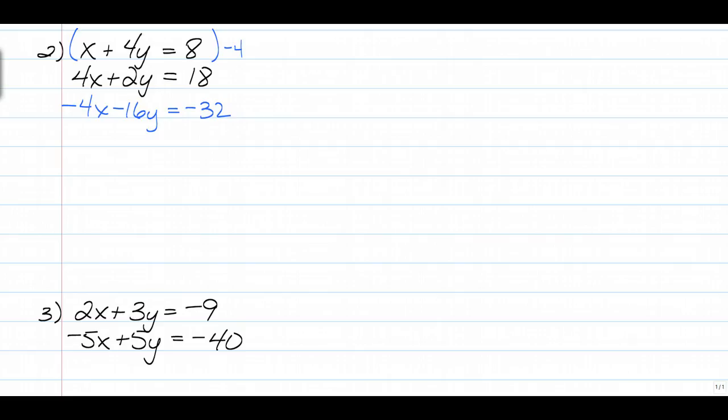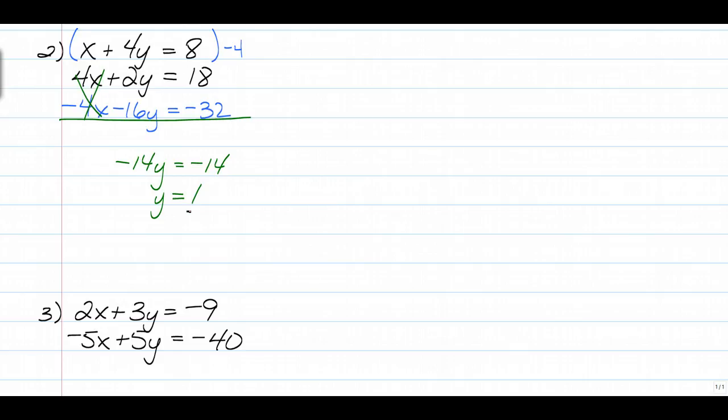Okay, and once you do that, the elimination part will happen. We have a positive 4x and a negative 4x, and those cancel each other out. So 2y minus 16y is going to give us a negative 14y. And 18 minus 32 is negative 14. So once you divide both sides by the negative 14, y is equal to a positive 1.